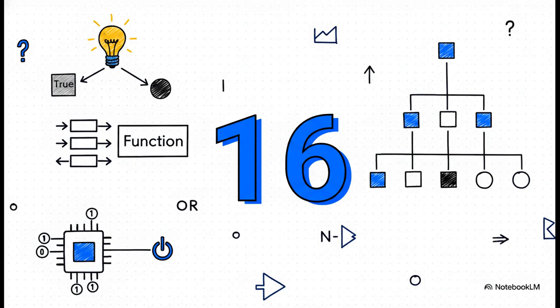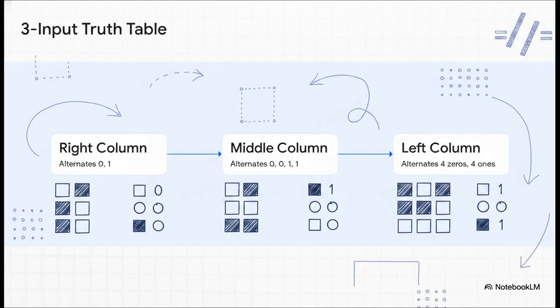Pretty neat, right? Now, if you ever need to build a 3-input truth table yourself, you can do it without missing a single combination if you just follow a simple system. It's almost like a rhythm. Start with your rightmost column and just alternate 0, 1, 0, 1. Then move over to the middle column and alternate every 2 rows, 0, 0, 1, 1.